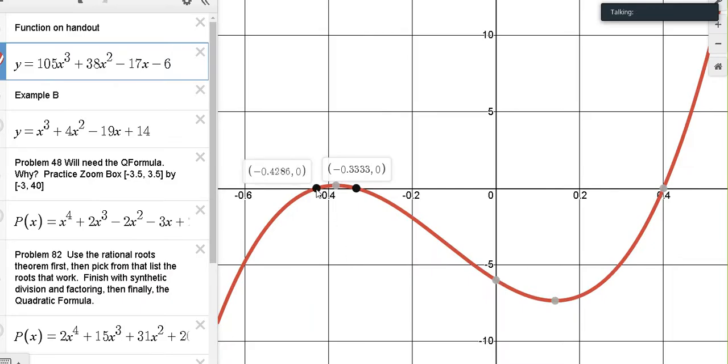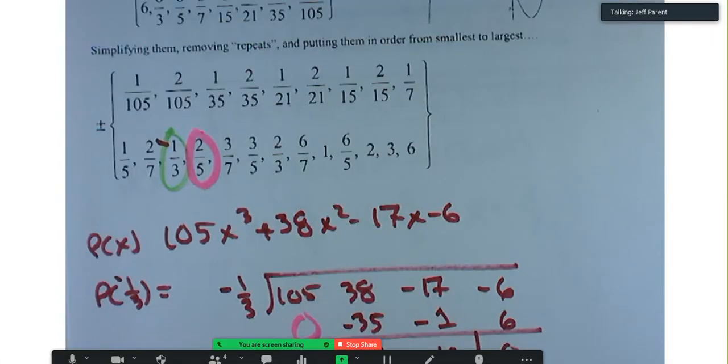Oh, perfect. All right. And if you're good with numbers, then you could just start out and say, you know what, I kind of think that that's negative 3/7. And you could check it with synthetic division. You could do a lot of different things here. But it's nice to know what the possibilities are to start with. And that's where the rational root theorem comes in.